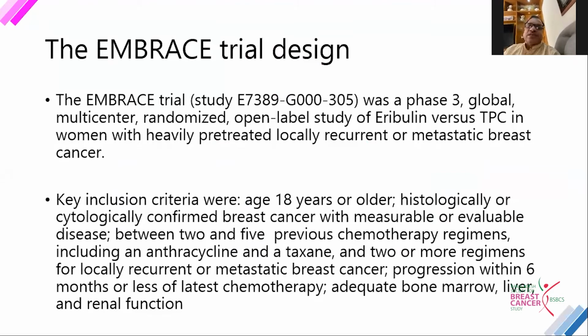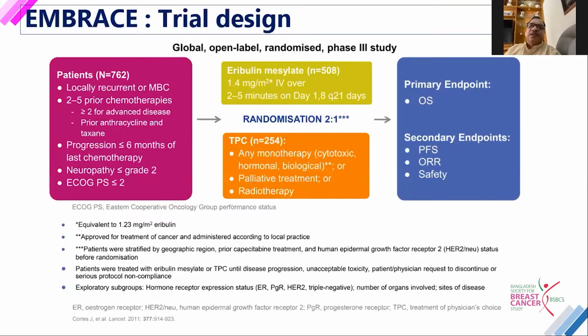The key inclusion criteria were, first of all, age 18 years or older, histology or cytology proven metastatic cancers. Then they had received 2 to 5 cycles of previous chemotherapy. This chemotherapy definitely includes anthracycline, taxanes, and 2 or more other regimens for locally recurrent breast cancers. Progression within 6 months or less of latest chemotherapy, definitely adequate bone marrow, liver, and renal functions. This is the trial design.